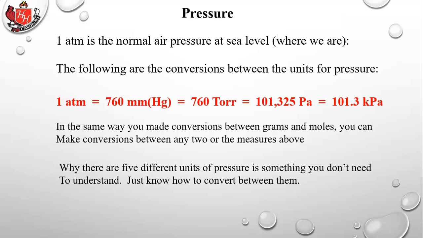The following are conversions between the units for pressure. So 1 atmosphere, which again is the pressure that you're feeling right now being at sea level, equals 760 millimeters of mercury, equals 760 torr, equals 101,325 pascals, which equals 101.3 kilopascals. So all 5 of those are the same amount of pressure, just measured in different units. In the same way you made conversions between grams and moles, you can make conversions between any 2 of the measures above. Why there are 5 different units of pressure is something you don't need to understand, just know how to convert between them.